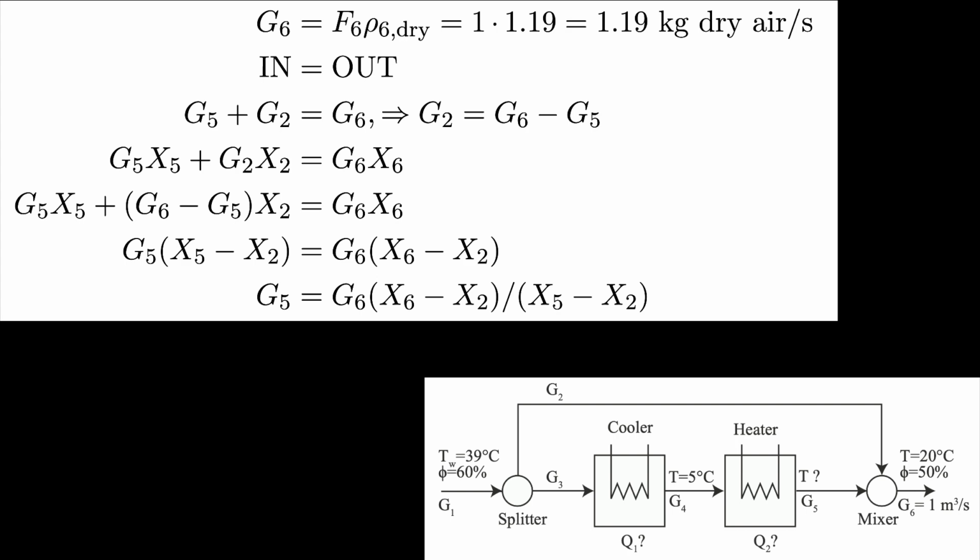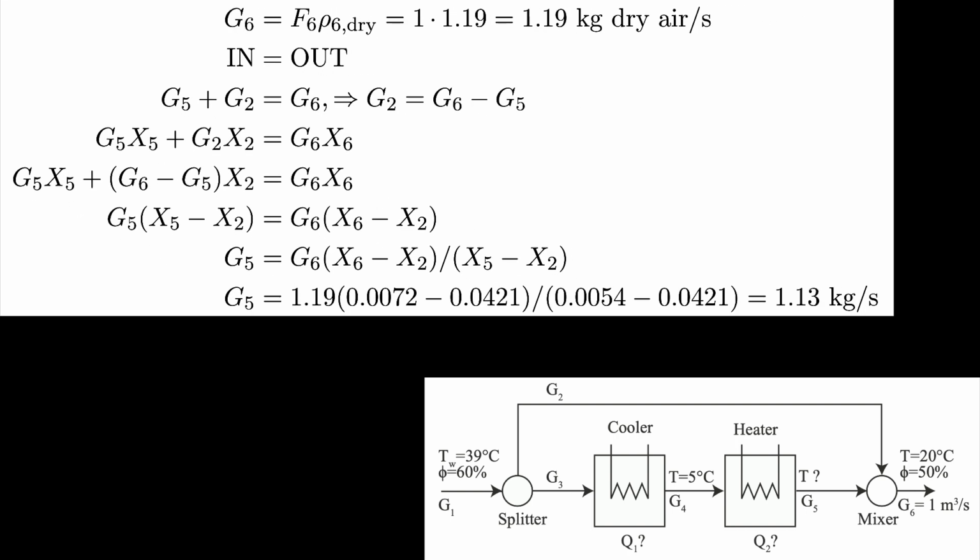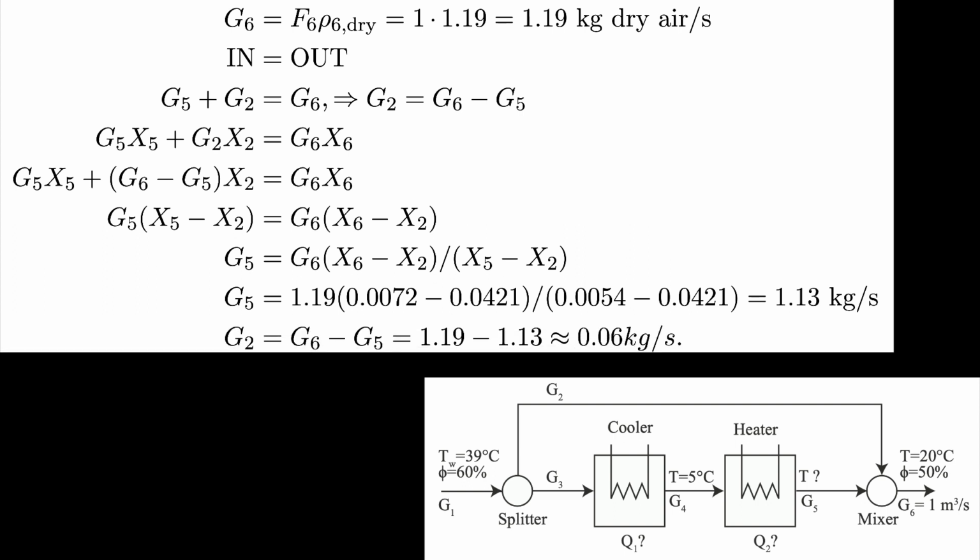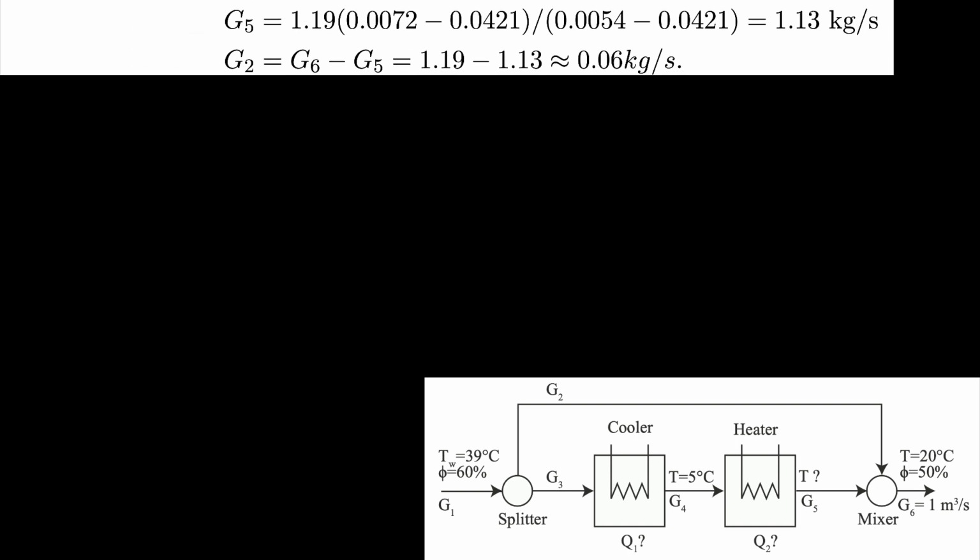With our values from the Mollier diagram, we get that G5 equals 1.19 times (0.0072 minus 0.0421) divided by (0.0054 minus 0.0421), and we get 1.13 kilogram of dry air per second. And we get G2 equals G6 minus G5, so 1.19 minus 1.13, so approximately 0.06 kilogram per second. Note that our prediction that G5 is much larger than G2 was correct. Our calculation thus seems reasonable.